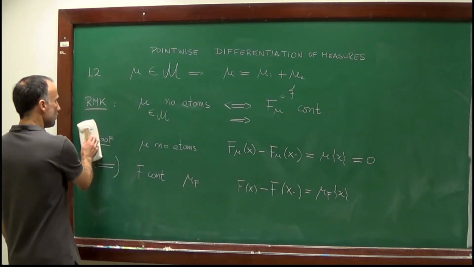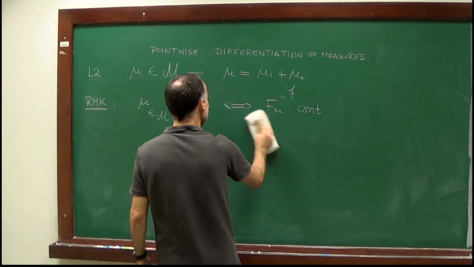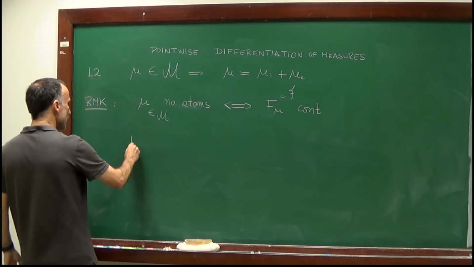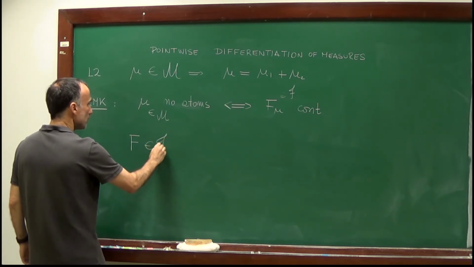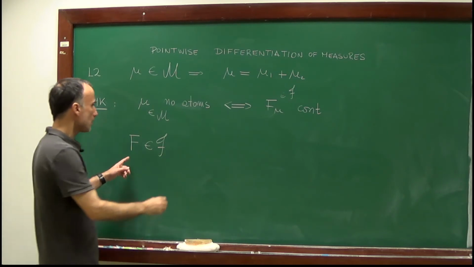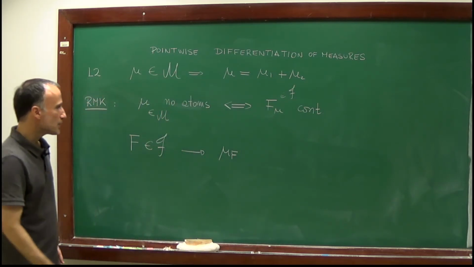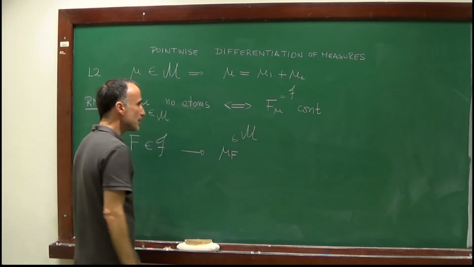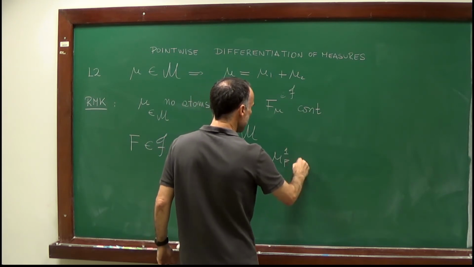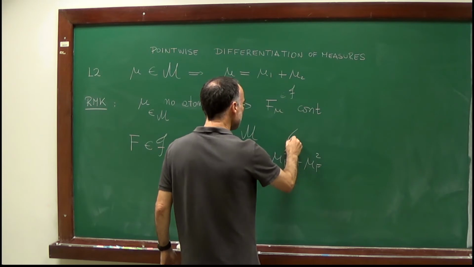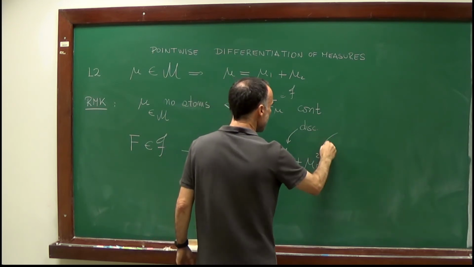So measures with no atoms are associated to continuous monotone functions, and therefore, if I have a function f which is monotone and belongs to my set F, I can associate to that function a measure mu f, which is in my set M. By this lemma, I can rewrite mu f as mu f1 plus mu f2, where mu f1 is a discrete measure, and mu f2 is a measure with no atoms.